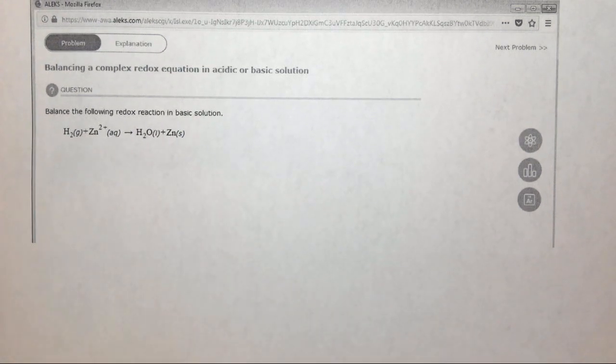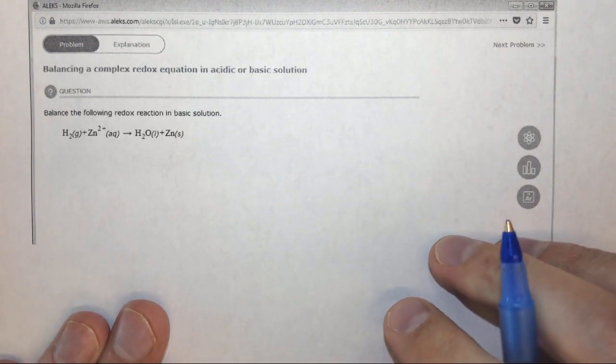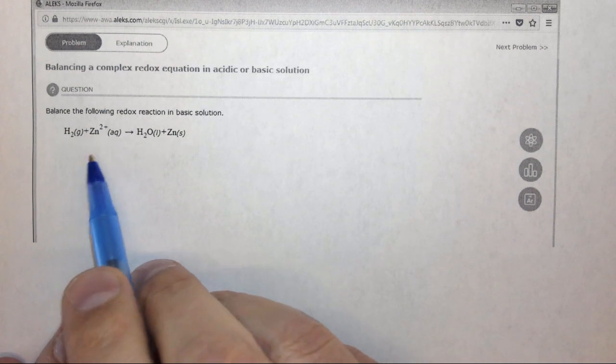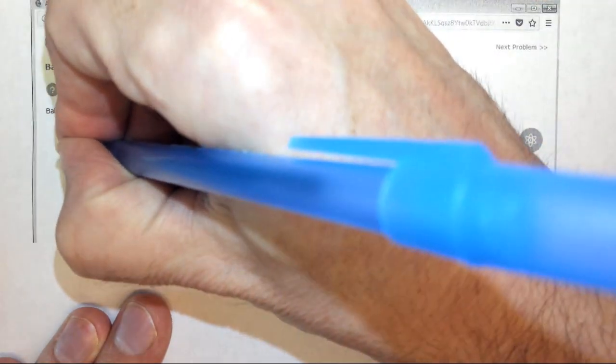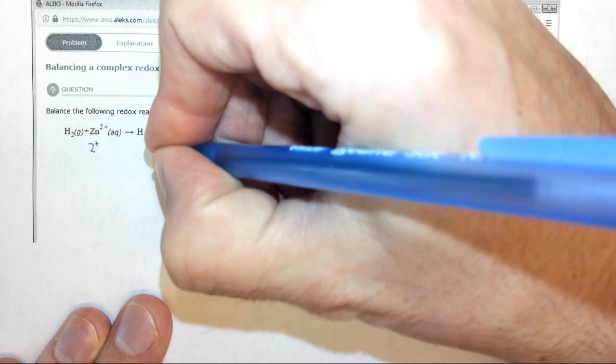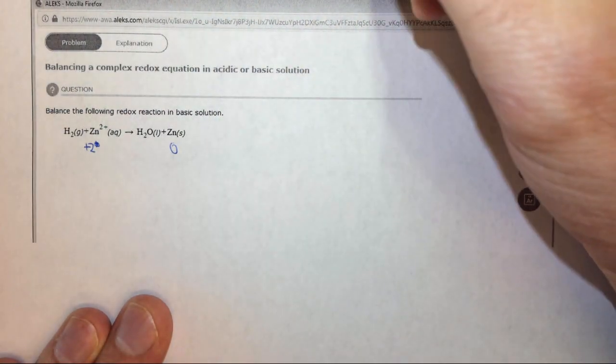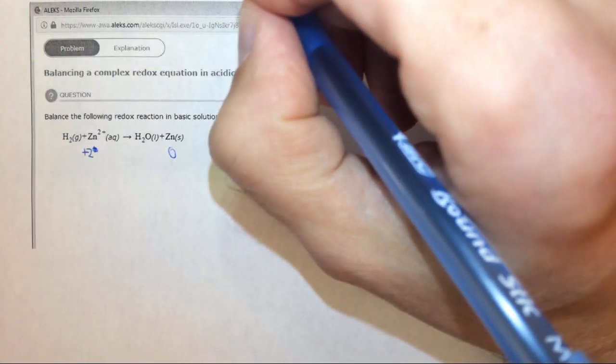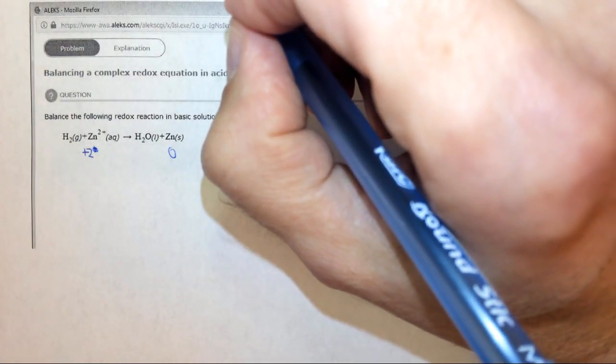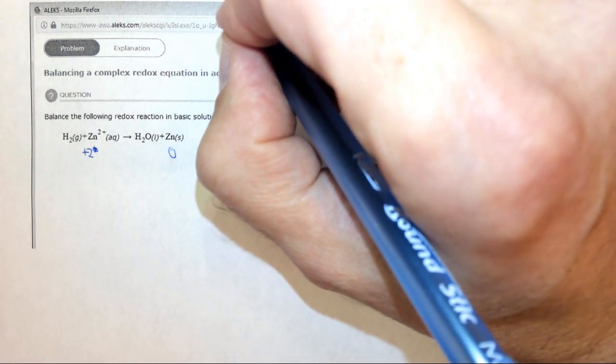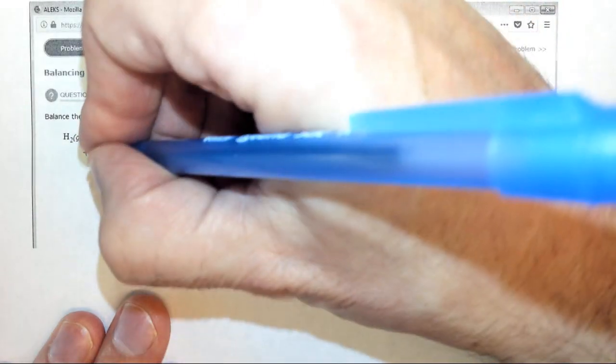And we're basically going to do the same thing, except at the very end, we're going to cancel out things for OH minus. And let me show you how to do that. So the first thing we have is zinc going from 2 plus to 0. So here we have it at plus 2, to be consistent with before, and here it is at 0. So when zinc goes from 2 plus to 0, that is going to be reduction.